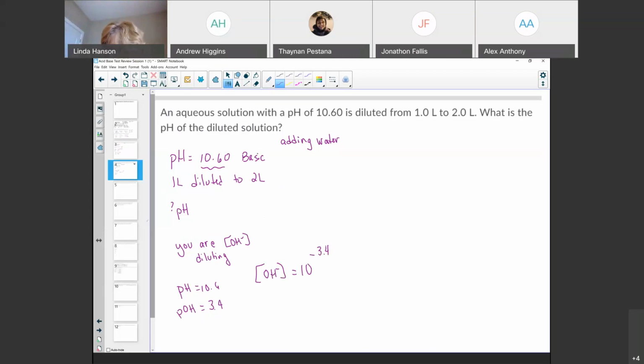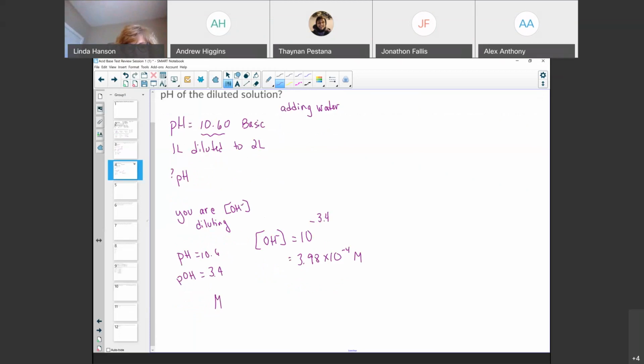So 10 caret key negative 3.4, and that shows me the hydroxide concentration as 3.98 times 10 to the negative 4 molar. Now we're comfortable with dilutions. We know M1V1 is M2V2. MV equals MV is a common formula we've learned for diluting. The molarity of the base ion was 3.98 times 10 to the negative 4 when I had 1 liter.